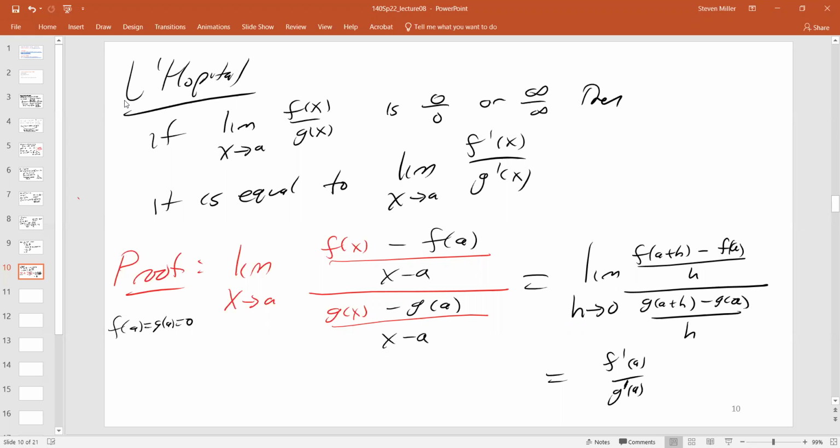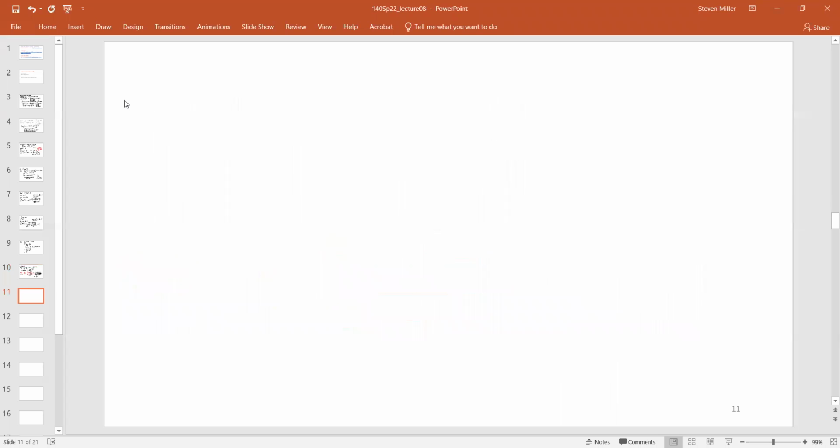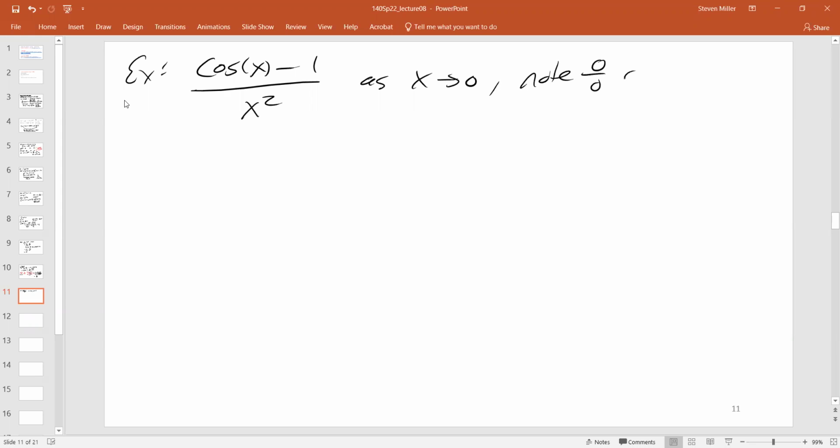and then you have your answer. So if I give you, for example, let's say I give you cosine x minus 1 over x squared as x goes to 0. What does the numerator look like? What does cosine x minus 1 look like as x goes to 0? What's the cosine of 0? 1. So numerator looks like 0, denominator looks like 0. Note this is 0 over 0, can use L'Hopital.